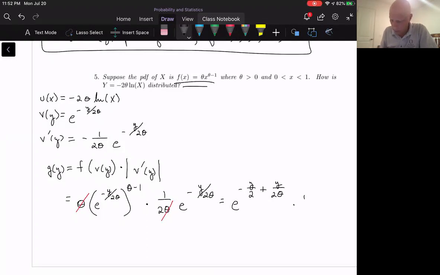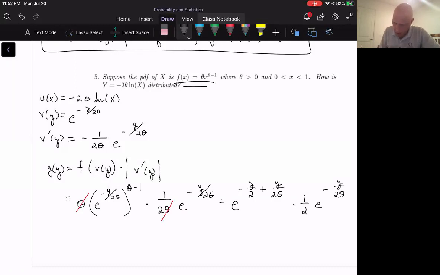I have the 1/2 lingering, and I have an e to the negative y over 2 theta. So then my next question is, what do you do with the powers when they have the same base? And so you have an e to a power times an e to a power. What do you do with those powers? You add them. Good job, Miku.